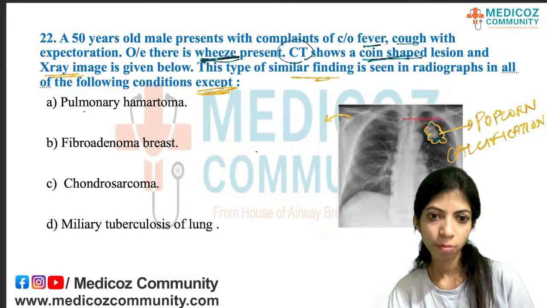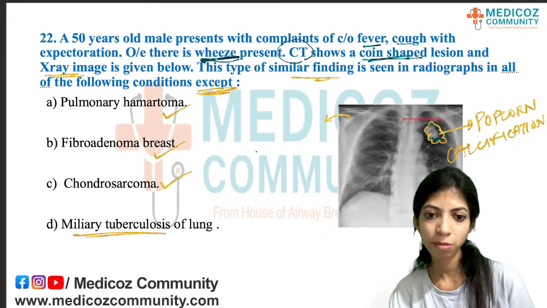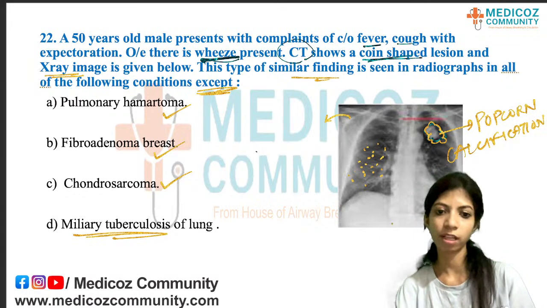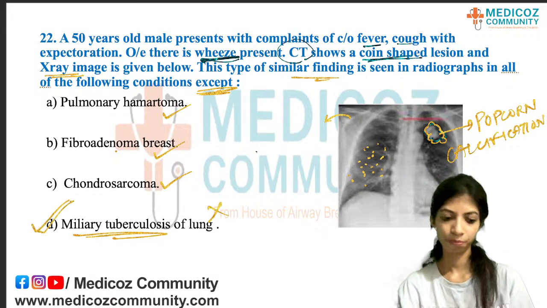Okay, so pulmonary hamartoma, yes. Fibroadenoma breast, yes. Chondrosarcoma, yes. Miliary TB of lung. Miliary TB, you have this mottled appearance of the lung, but not your popcorn calcification. So this is the false option and this is our answer.